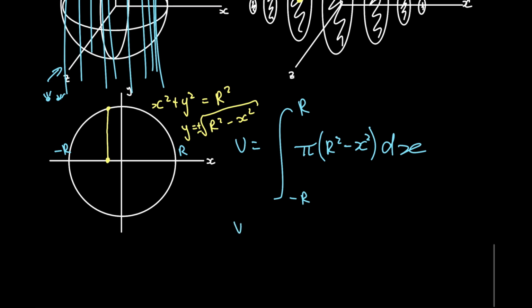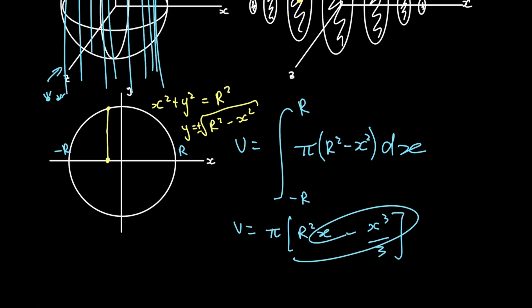Okay, so now all we have to do is solve this integral. So then the volume is equal to, we can take this pi out as a constant, and then we are evaluating the integral from negative r to r of r squared minus x squared. For this r squared, it's going to become r squared x, because it's a constant with respect to x, because we are integrating in terms of x. Now we do the integral of negative x squared, which will be minus x cubed over 3. And all of that, the bounds are from negative r to r.